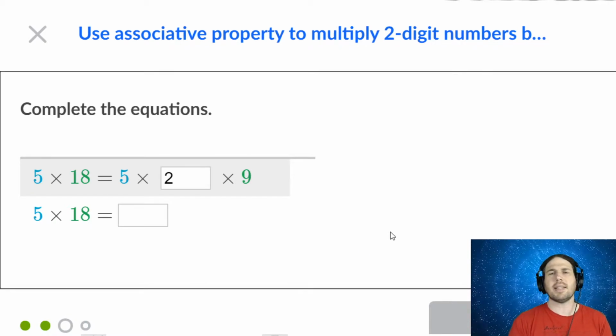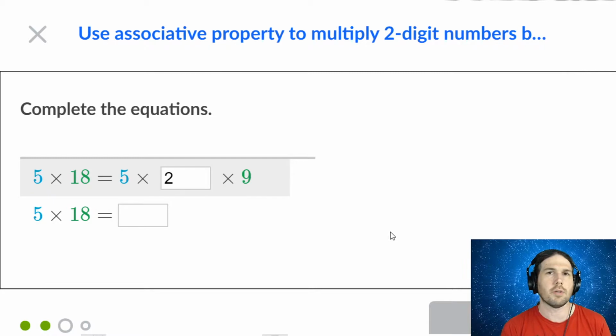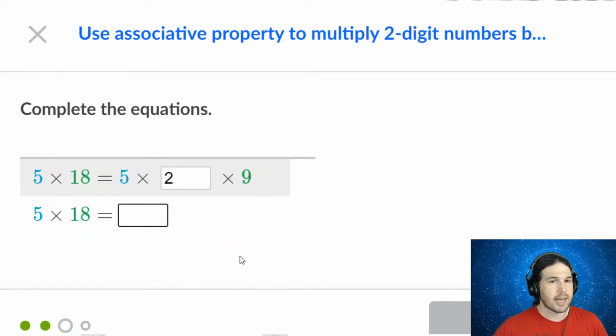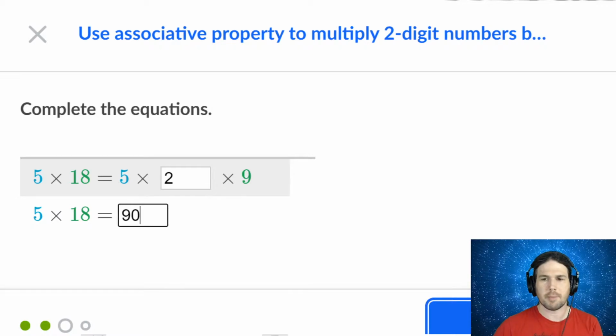Again, it's not necessarily about what technique you use, it's about what you're going for. And a lot of folks like making tens. In this case, it makes perfect sense because you get 5 times 2 is 10, times 9 is 90. Yeah, that makes sense to me.